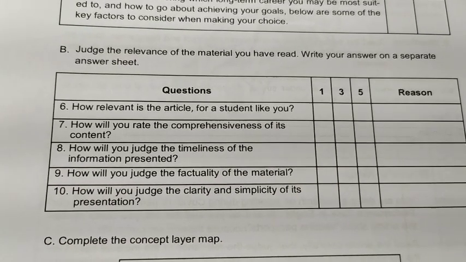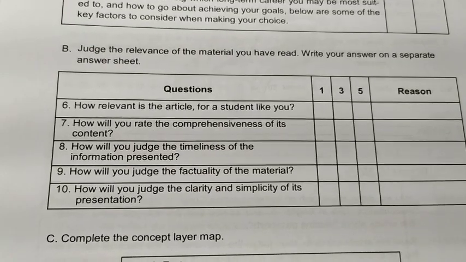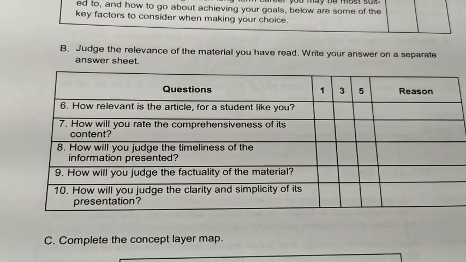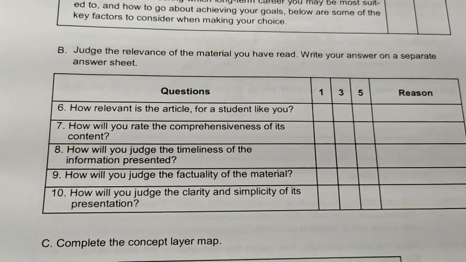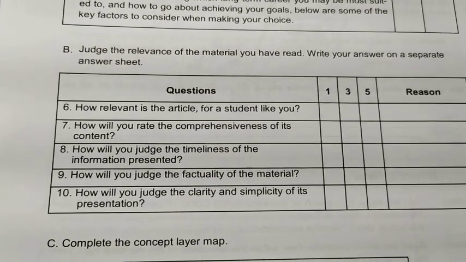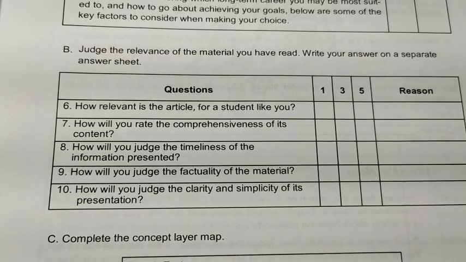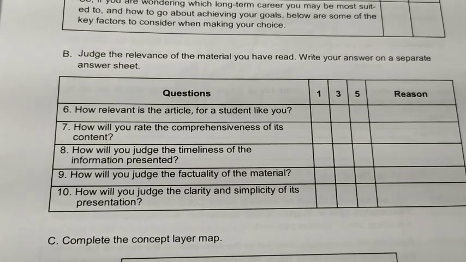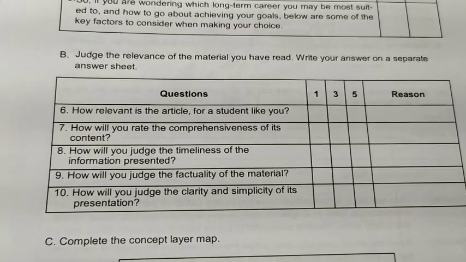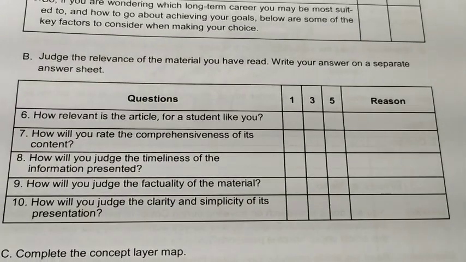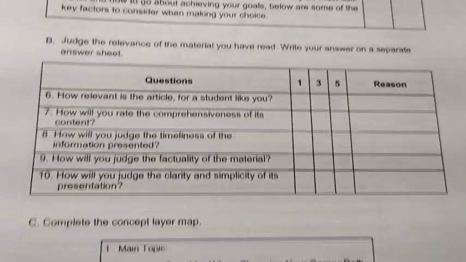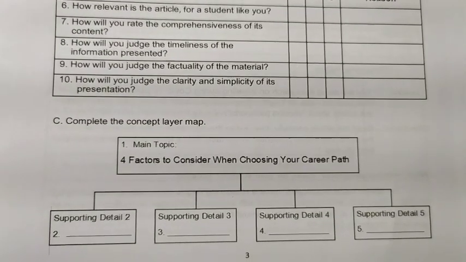Then how will you judge the factuality of the material, meaning the level of being true, the level of being fact. Then, number 10, how will you judge the clarity? Is it clear? Is it really understandable? Then, is it 1, 3, 5? Then 1 will be the lowest, then 5 will be the highest, then your reason. Then complete the concept layer map.